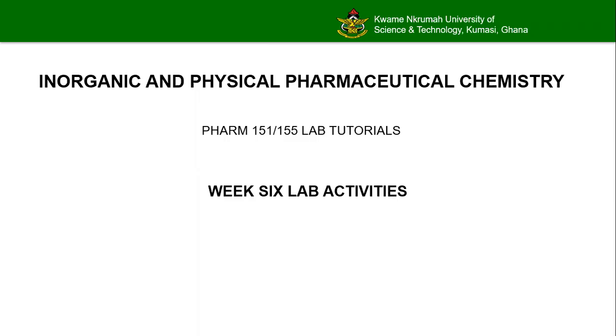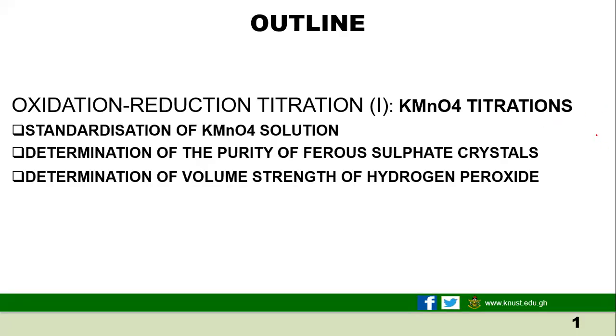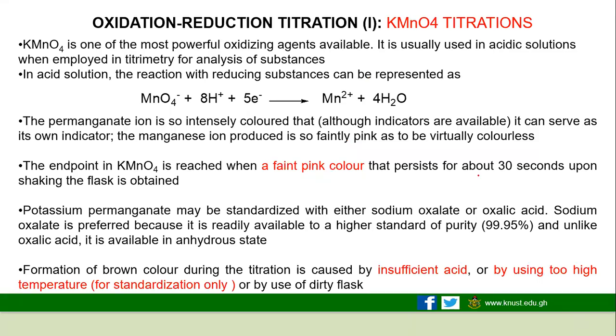So we are continuing with week 6 lab activity. What are we doing in week 6? Now we are doing oxidation, reduction, titrations, and mainly KMnO4 titration, so titration involving potassium permanganate. The first thing we'll learn is how to standardize KMnO4, and then we determine the purity of ferrous sulfate crystals, and then we determine the volume strength of hydrogen peroxide. Very simple. Now the first one, general information about KMnO4 titration.